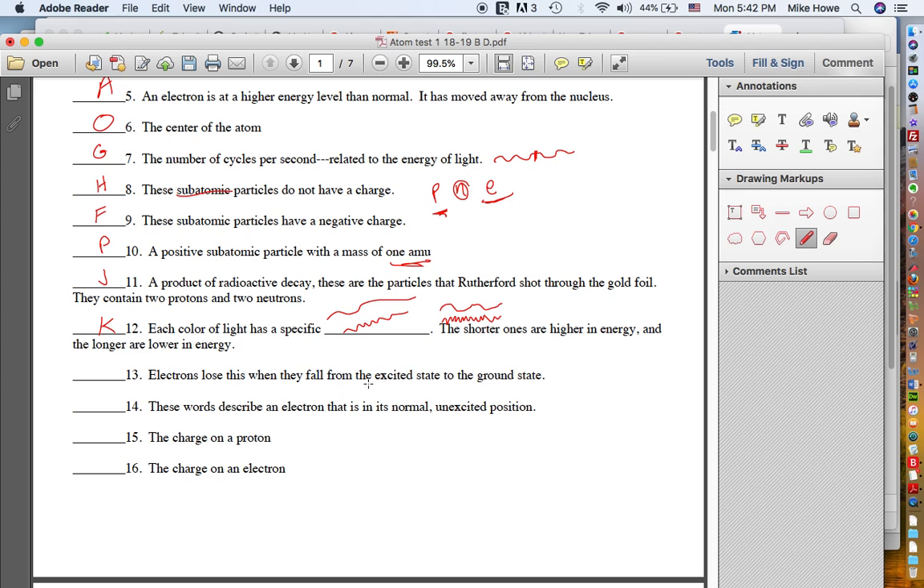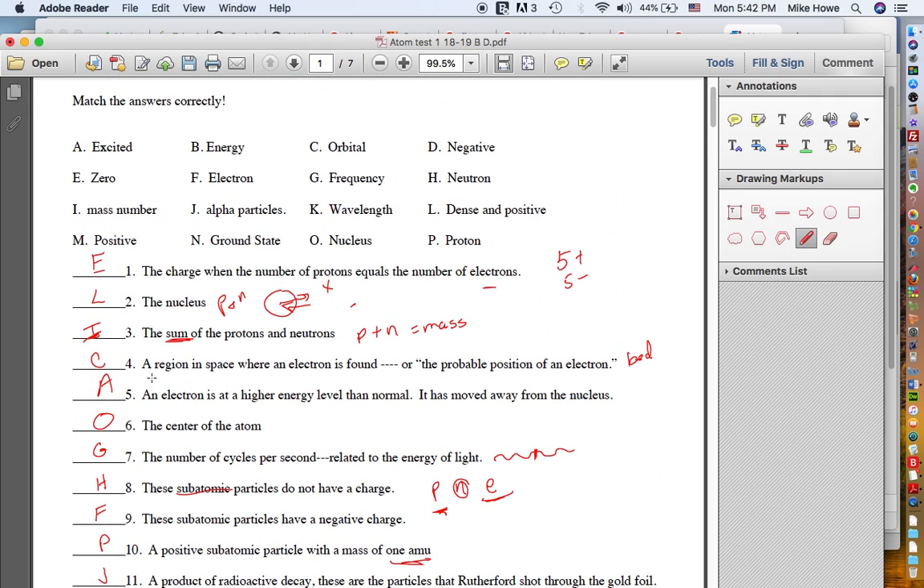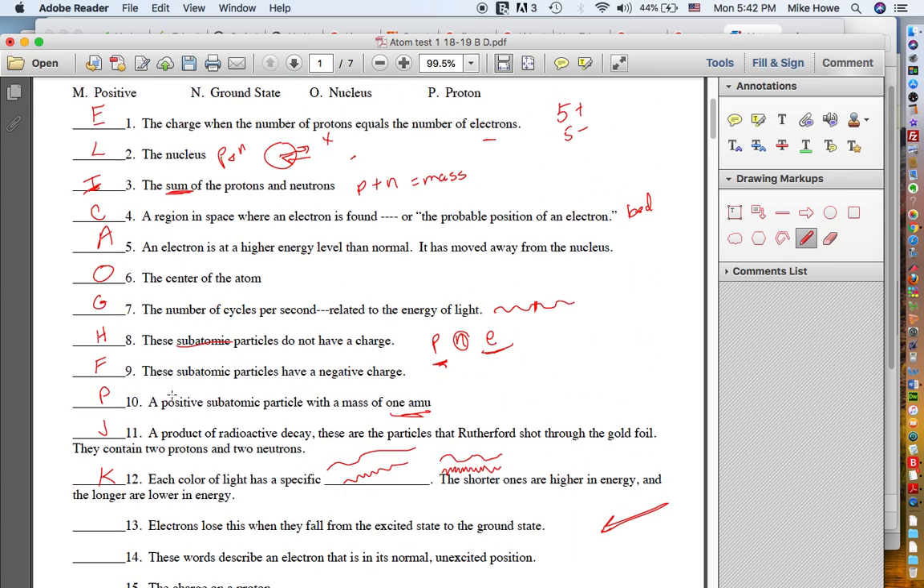Electrons lose this when they fall. They've been excited, they moved away from the nucleus, they come back down. When they come back down, they lose energy. So that would be energy. That was related to the flame test lab.